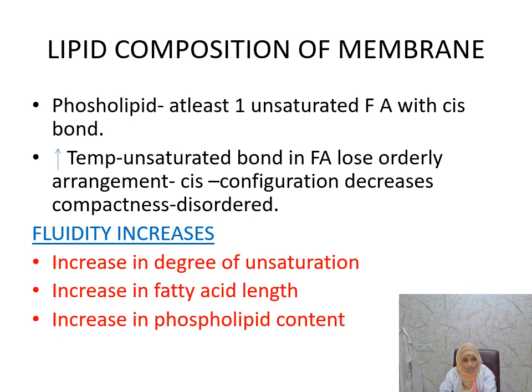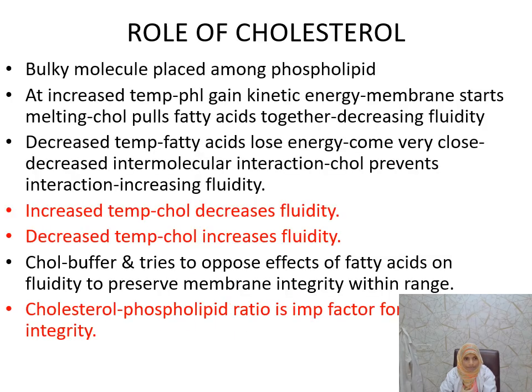Now, what are the factors which are causing increase in the fluidity of the cell membrane? There are three important factors which cause increase in the fluidity of the cell membrane. The first is increase in degree of unsaturation. The second factor is increase in the length of the fatty acid. And the third is increase in the content of the phospholipid. These three factors, they increase the fluidity of the cell membrane.